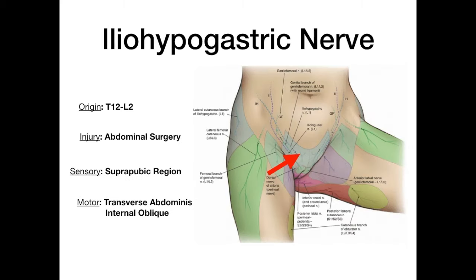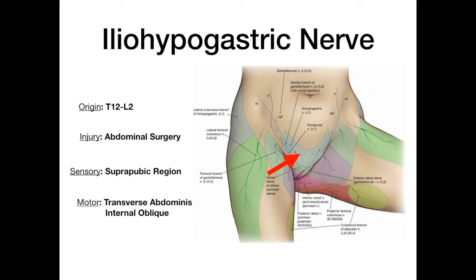So our first nerve is the iliohypogastric nerve. Now, you see the red arrow in the picture pointing to the sensory distribution, and this nerve originates from the T12 to L2 roots. An injury to the iliohypogastric nerve typically comes about when a patient is undergoing abdominal surgery, and I'll show you on the next slide why that is. This nerve provides sensory to the suprapubic region, which you do see in the picture here where the red arrow is pointing. Now, in terms of motor control, the iliohypogastric nerve is responsible for the transverse abdominis muscle as well as the internal obliques.